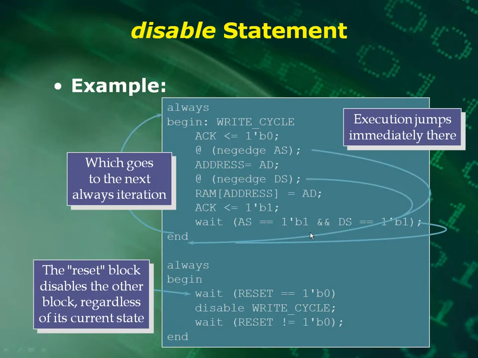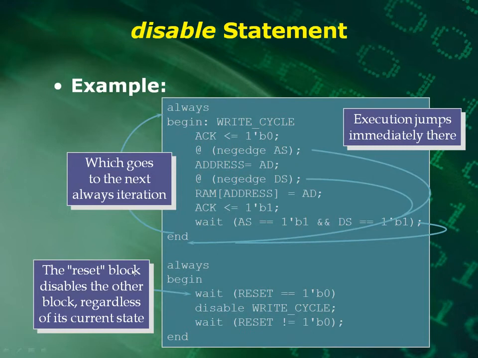Here's another example. We have this block called right cycle, and we come down through here and we say at neg edge of AS, or we're waiting for that, address equals this, then at neg edge of DS, where we're waiting for this neg edge of DS, then we continue writing these statements. Goes down and it loops doing this forever. So we always keep looping here in this always block.